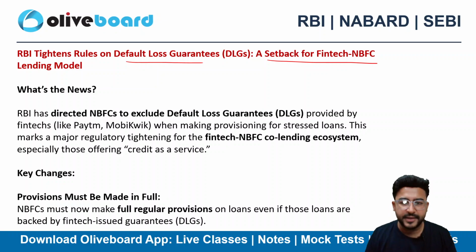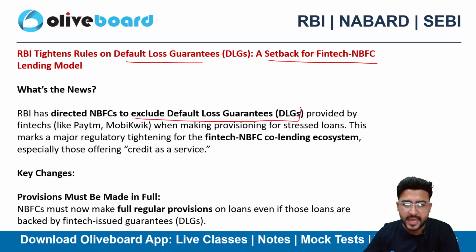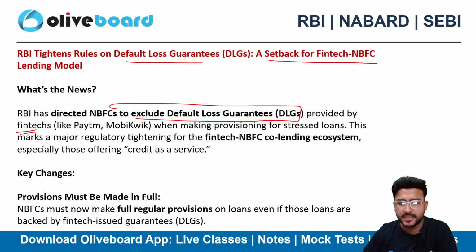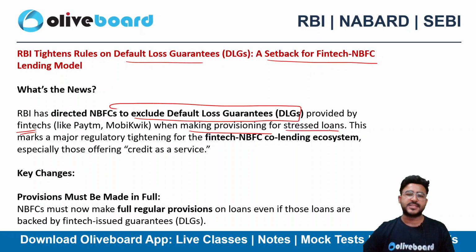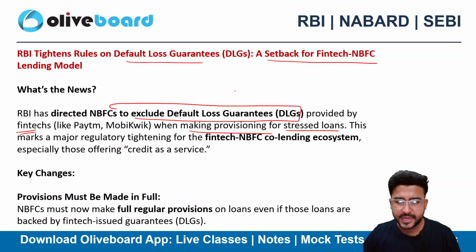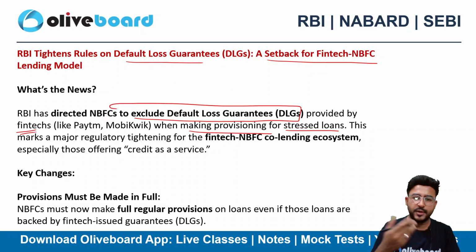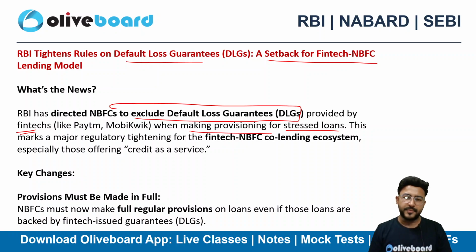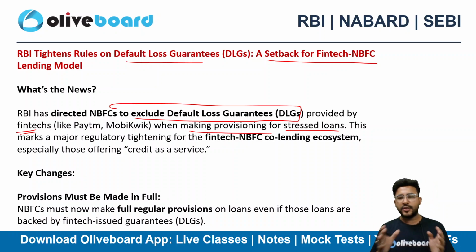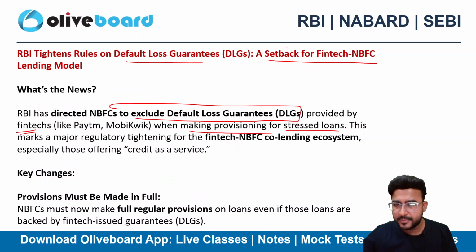So now they will be quite skeptical about these things, right? RBI has directed the NBFCs to exclude the default loss guarantee provided by the fintech companies when making the provisioning for the stress loan. Let's suppose there is stress on a loan, it's on the verge of becoming NPA, or it has been classified as an NPA, then you need to exclude the DLG, default loss guarantee, by the fintech company. Even if it is guaranteed by a fintech company, we won't consider that guarantee, and that's a setback for fintech companies and NBFCs here, right?